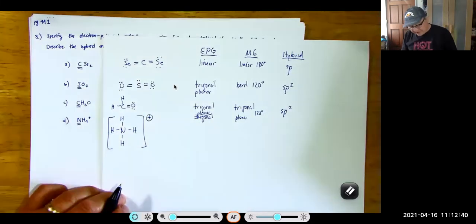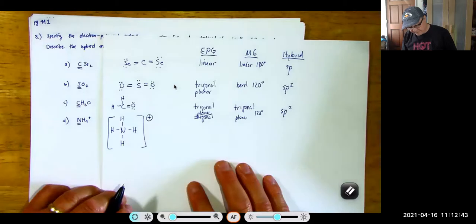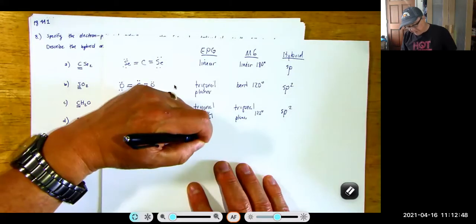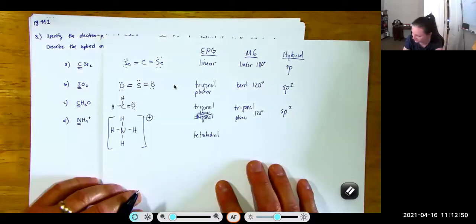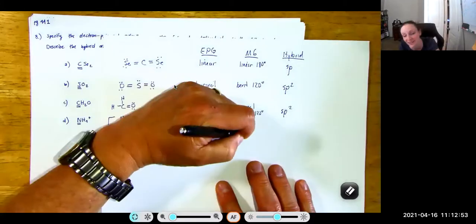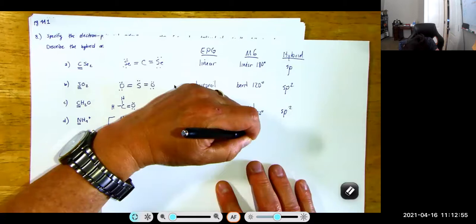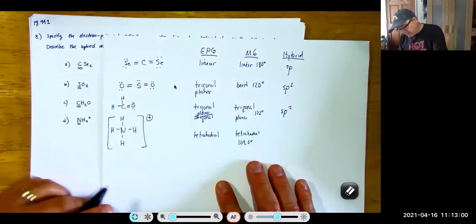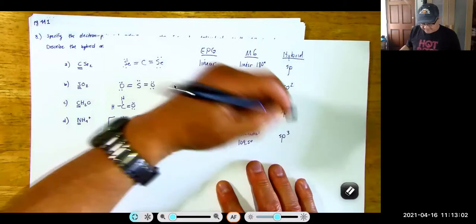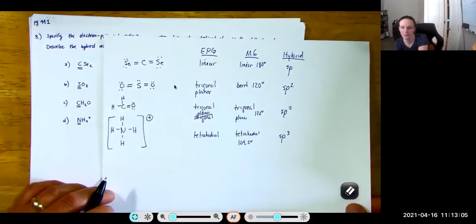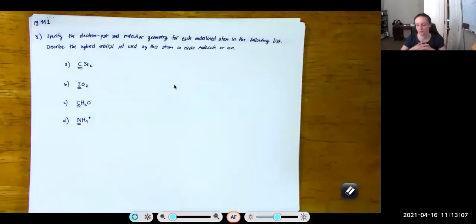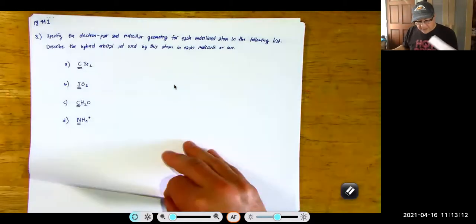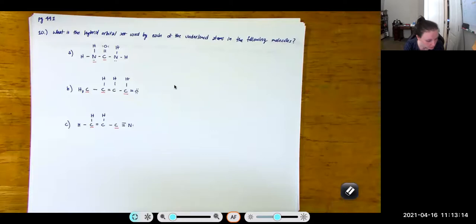Okay, EPG? Tetrahedral. Excellent. MG? Tetrahedral. Angles? 109.5. Hybridization? sp3. Okay. Pretty easy, right? Yeah. The drawing part is more difficult. Well, it didn't ask us to draw.